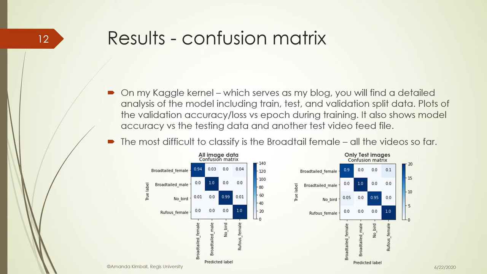I used sklearn's confusion matrix model and plotted the confusion matrix for both the test data, right, and all images in the Kaggle dataset, left. What it shows is that the female broadtails are classified the least accurately. The broadtail male and my elusive Rufus hummingbird are accurately classified. I say elusive because I only have found four videos that I confirmed are the Rufus female.